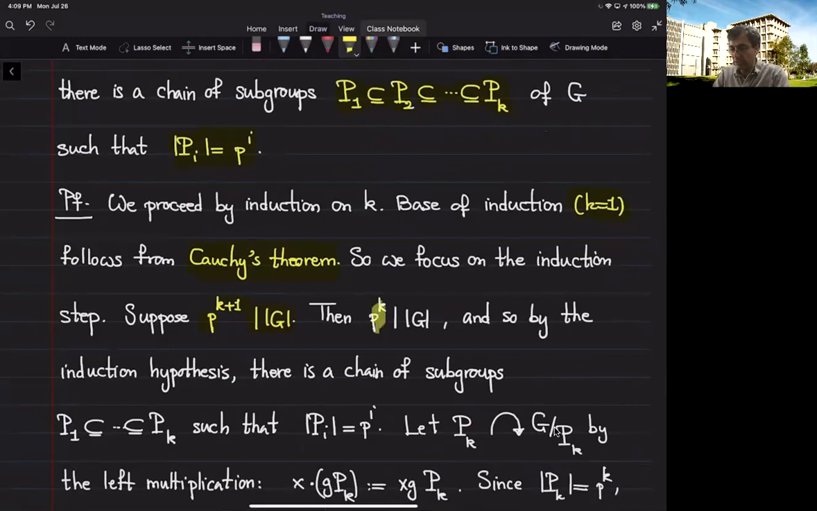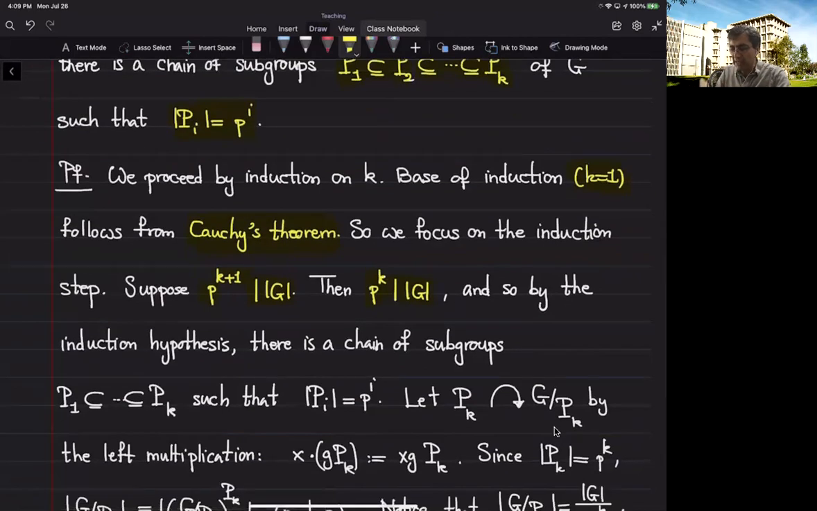For sure, then p to the k also divides it, and therefore by the induction hypothesis, we do have a chain of subgroups P sub 1 contained in P sub 2 up to P sub k, and the cardinality of P sub i is the prime number p raised to power i. Now I want to go one step further. I want to find a subgroup of order p to the k plus 1 which contains the subgroup P sub k. We are going to find that subgroup by using an action of this group of order p to the k.